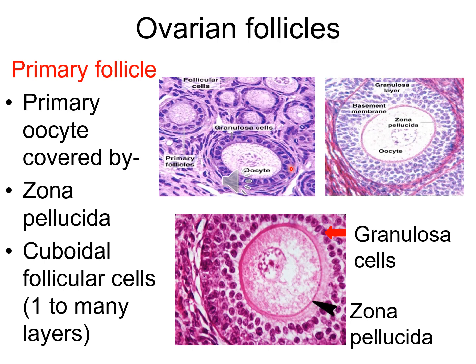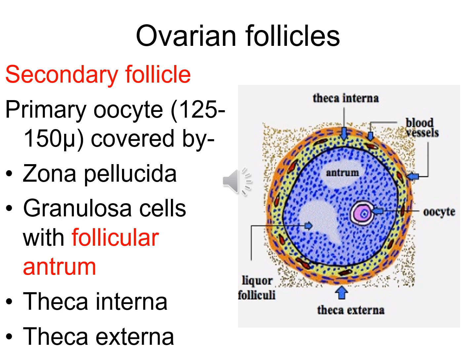In the late phase of primary follicle, the single layer of cuboidal cells will be multiplying, and they form many layers of cells around it. And this will be the late phase of primary follicle. This multi-layered cuboidal cells around the zona pellucida will be called the granulosa cells. Soon the primary follicle will be converted to a secondary follicle.